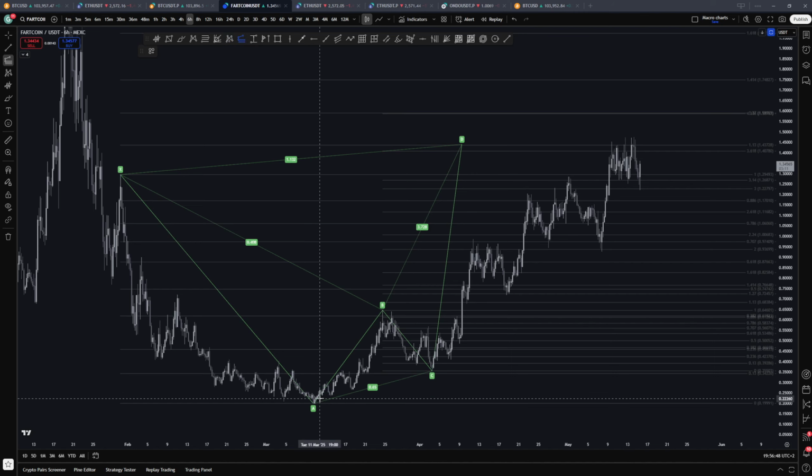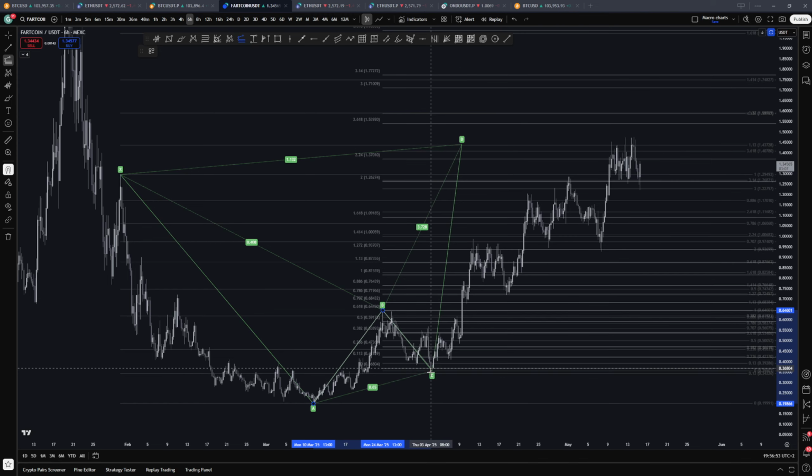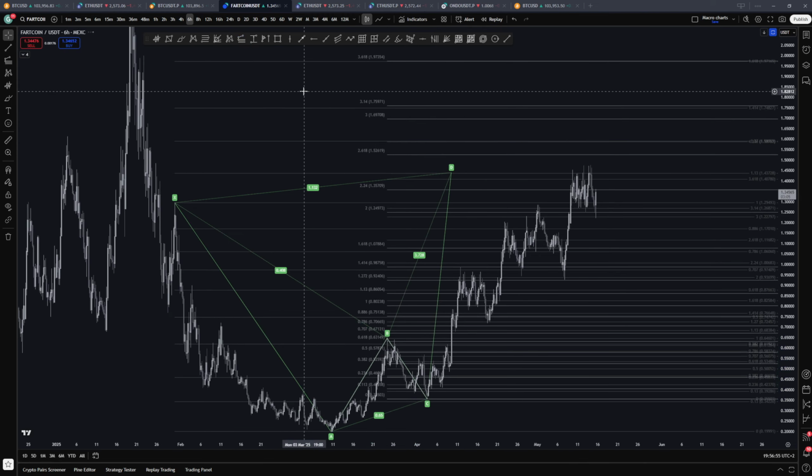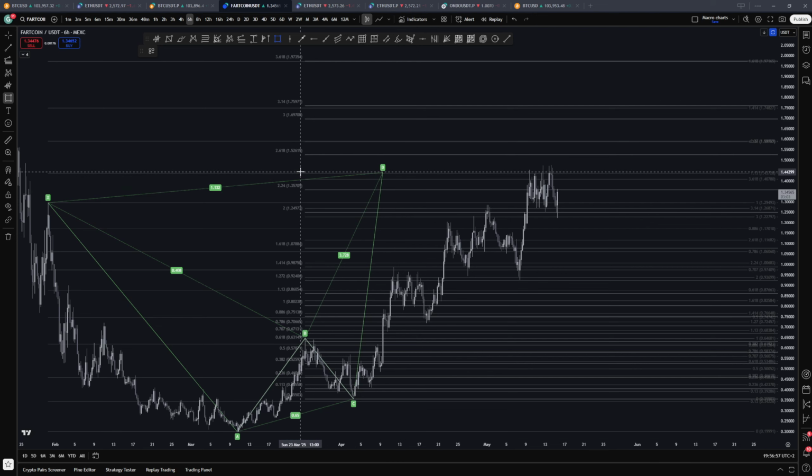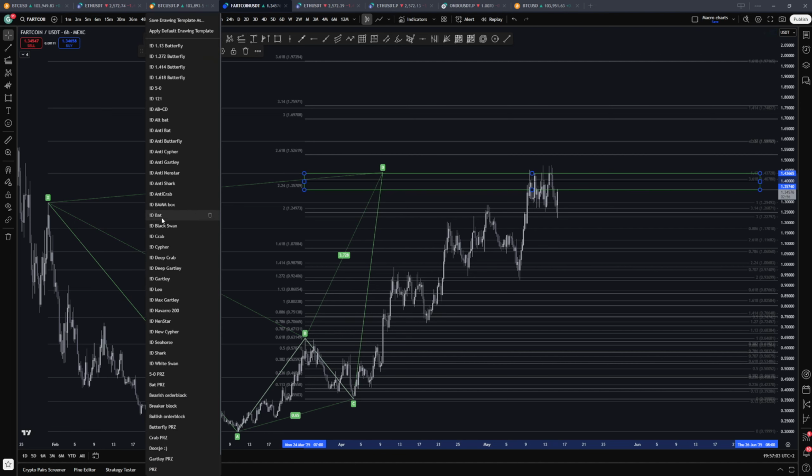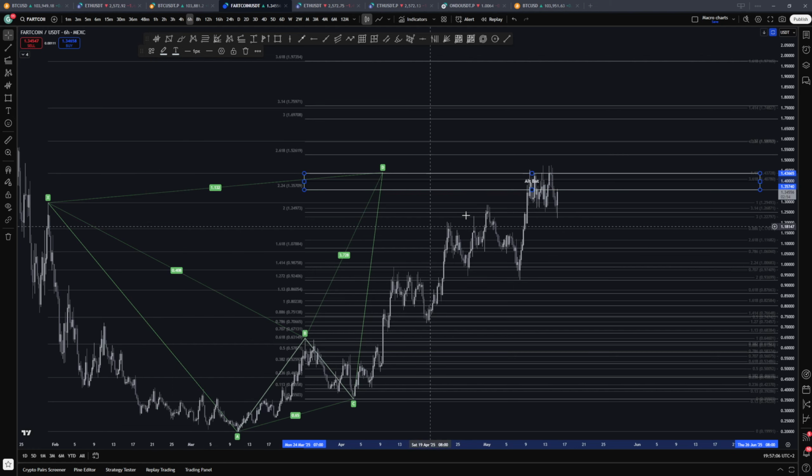Let's draw this one out. So Farcoin is currently at essentially the only harmonic resistance I can draw on this entire chart, which is something to look out for.